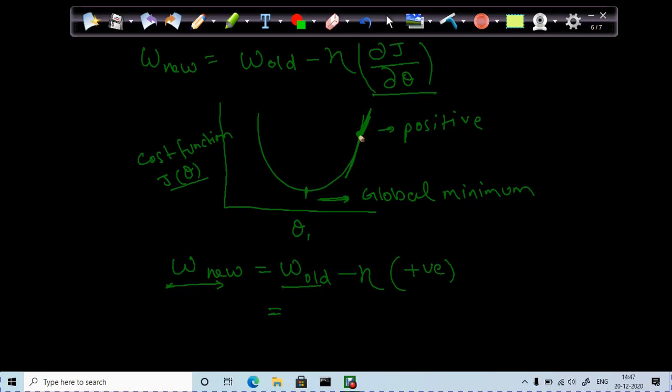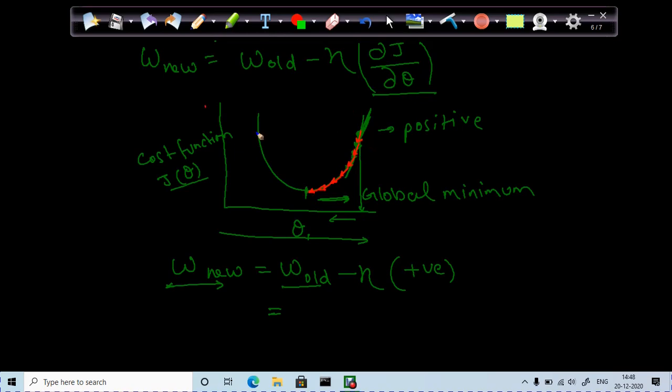So I will have to move in this direction because the weights are increasing in this direction. So I will have to move in this direction. Similarly for other weights, I will move in this direction while optimizing them.